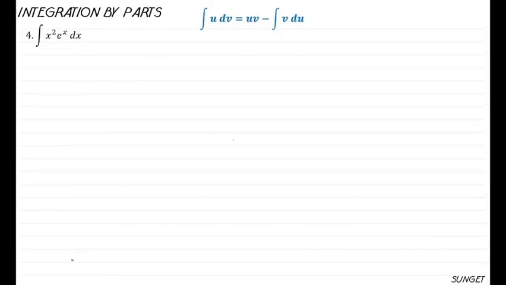Example number 4, evaluate the integral of x squared times e raised to x dx. So we have product of algebraic function and exponential function. So for this example, we're going to use the LIATE method.